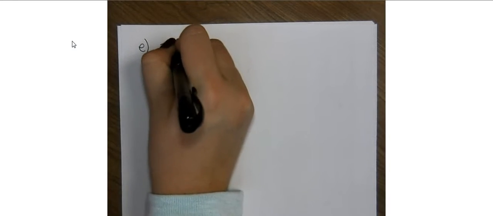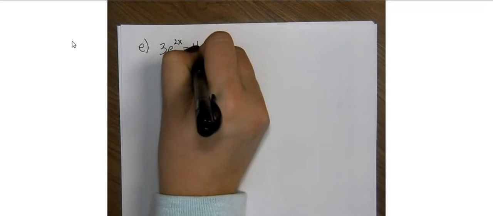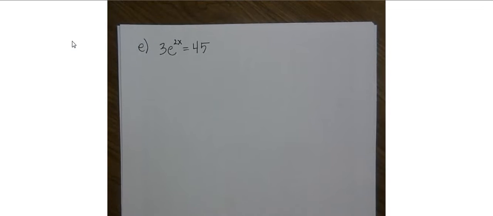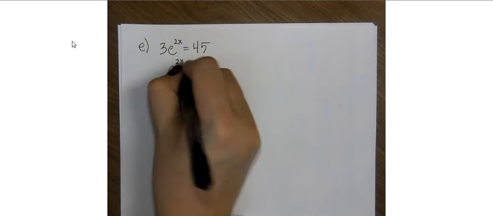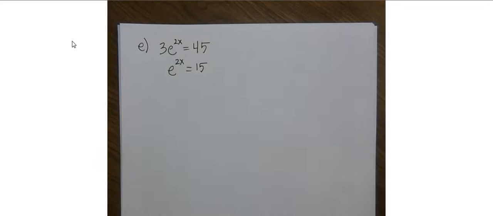I guess we're on e. So I have 3e to the 2x equals 45. All right, so now in order to do this one, we're going to do the same thing. We're going to try to isolate the exponent first, which in this case I have to divide by the 3. That gives me e to the 2x equals 15. And then I can't solve it in my head, so I'm going to have to change it to log form.